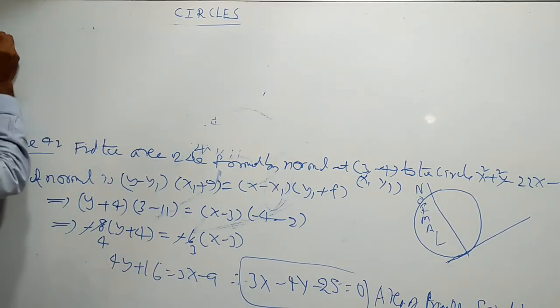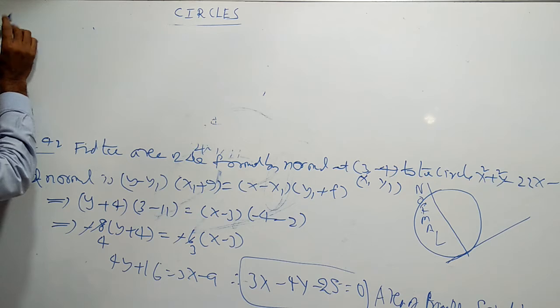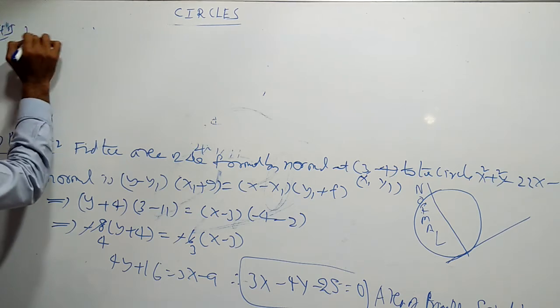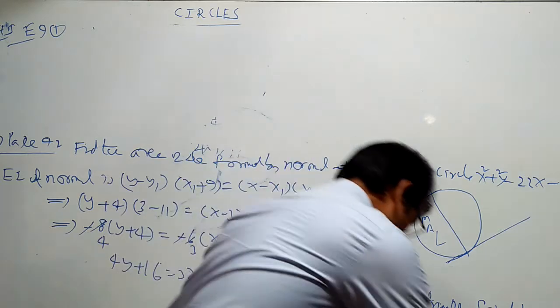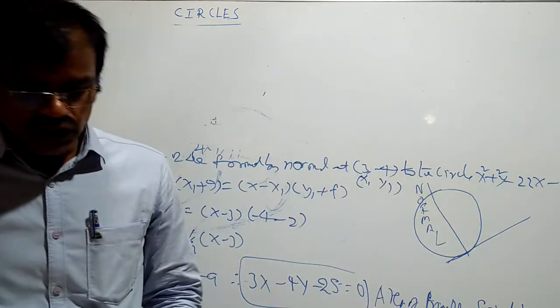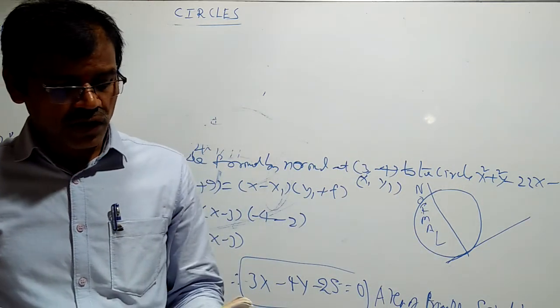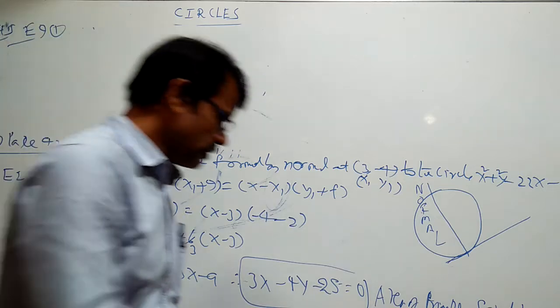Page 43, example 1. What is given, what you should calculate, read the question. Find the equation of the normal to the circle at (3, 2). Also find the other point where the normal meets the circle.